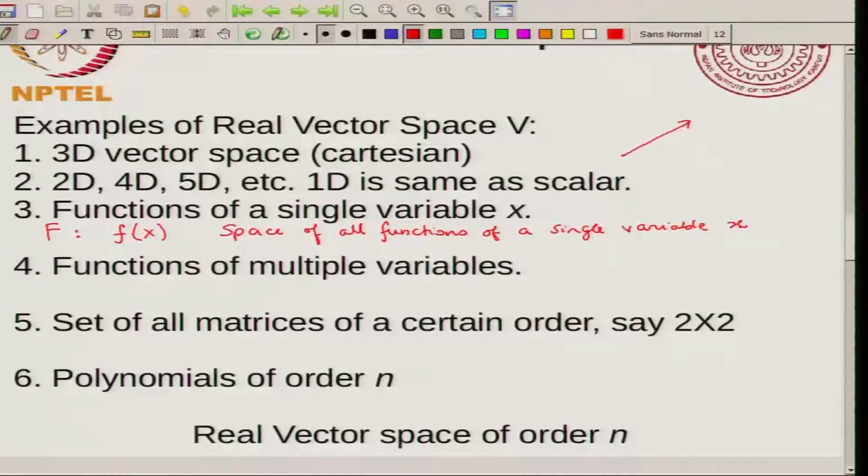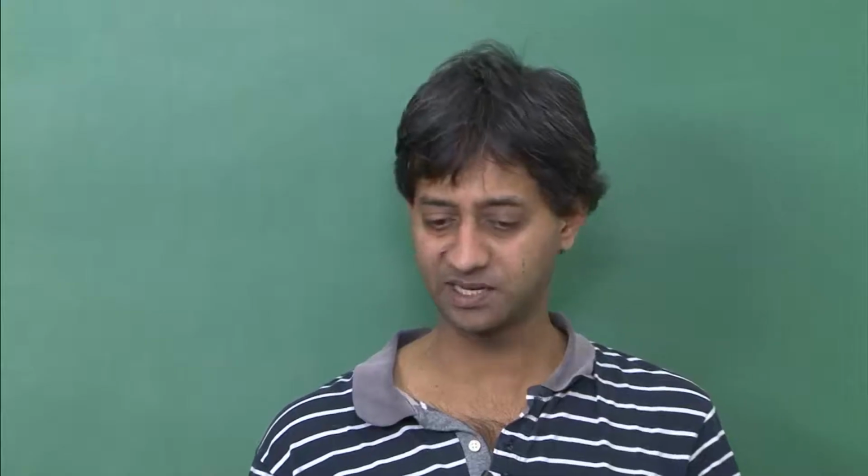because if you take one function f1 of x and you add another function f2 of x, you will clearly get another function. So this is also contained in f. So you add 2 functions of a single variable, you do not get a function of 2 variables, you will still get a function only of a single variable. Similarly you multiply by a scalar, you will get a function of a single variable.